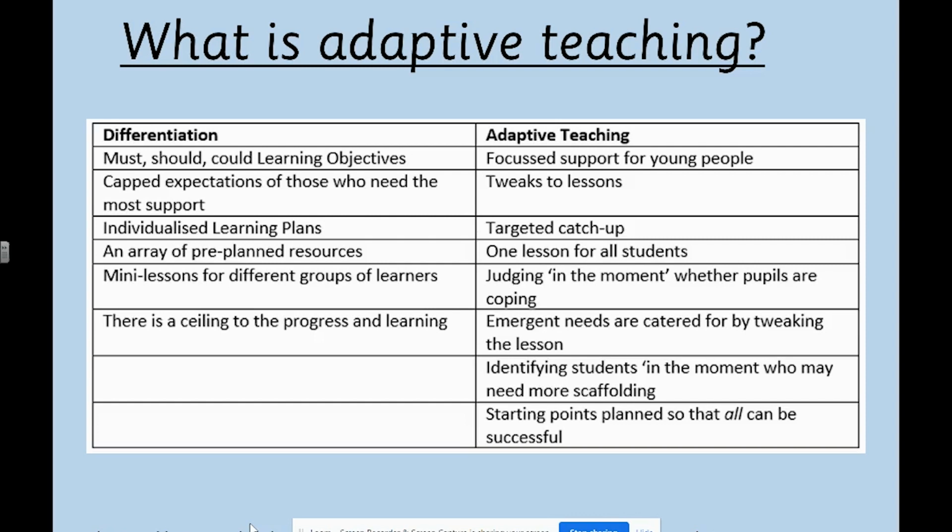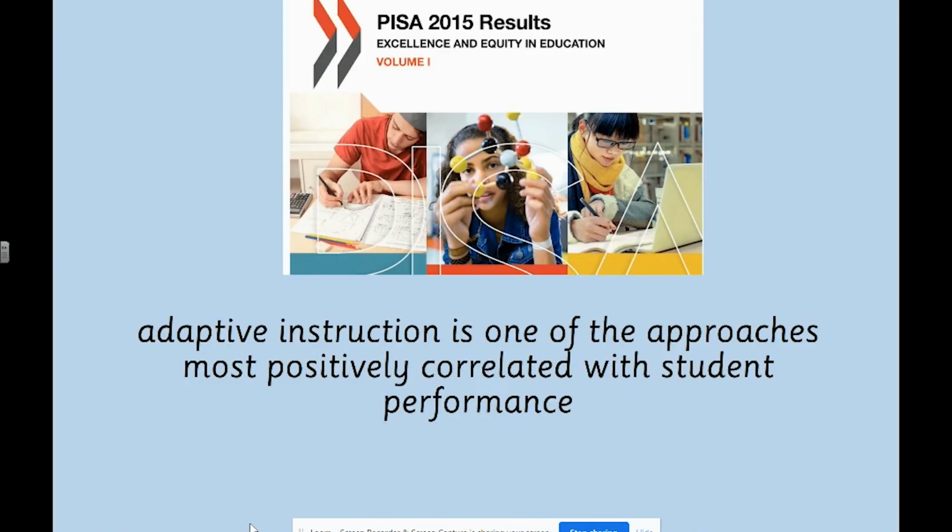And research does show us that what's good for the SEN, the pupil premium, the low prior attainer students in the class who are struggling to access learning is good for all students. But to do this successfully, you do need to know your students and you need to have a range of formative assessment methods that you can use. It was mentioned in the Programme for International Student Assessment 2015 that adaptive instruction is one of the approaches most positively correlated with student performance.